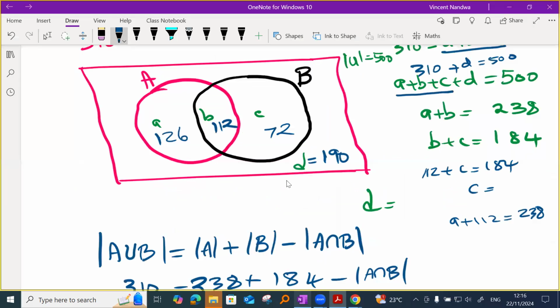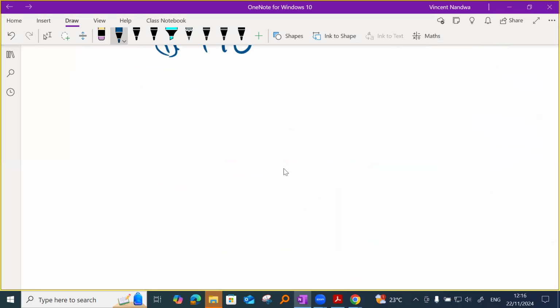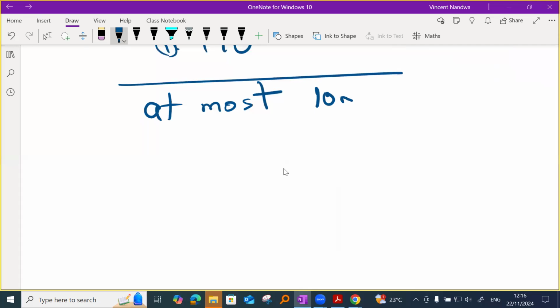Okay. Now, let's forget about the 1. I'm going to say at most 10. At most 10 meters. Maybe we say flyover. For vehicles or any objects to pass through a flyover, it should be at most 10 meters in height.